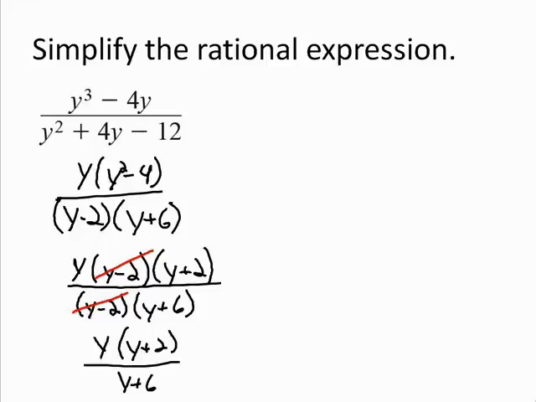This expression has to have the same domain as the original expression. In the original expression, there is a y minus 2 in the denominator, so y minus 2 cannot be equal to 0. Add 2 to each side. This means that y cannot be equal to 2. So the simplified expression is y times the quantity y plus 2 divided by the quantity y plus 6, where y is not equal to 2.